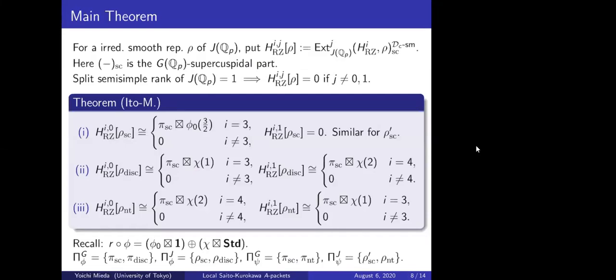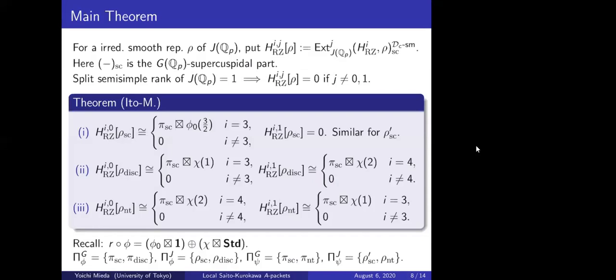So please recall that this phi zero and chi appear as irreducible components of this composite. And the supercuspidal representation only appears in the middle degree. In this case, the first extension also appears. In this case, if i is equal to 4, then it is a tensor product of pi sc and chi twisted by 2. And if i is not equal to 4, then the extension group vanishes.